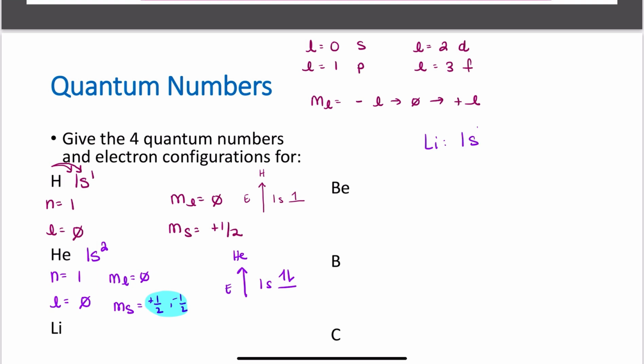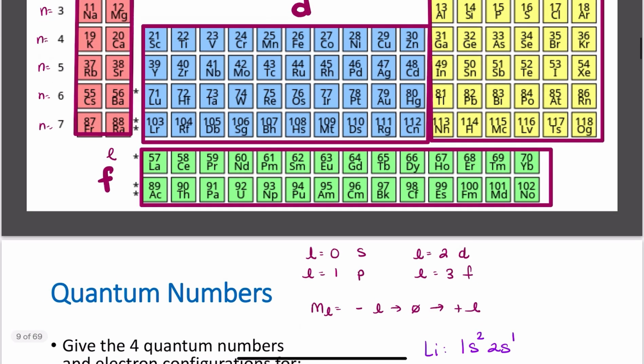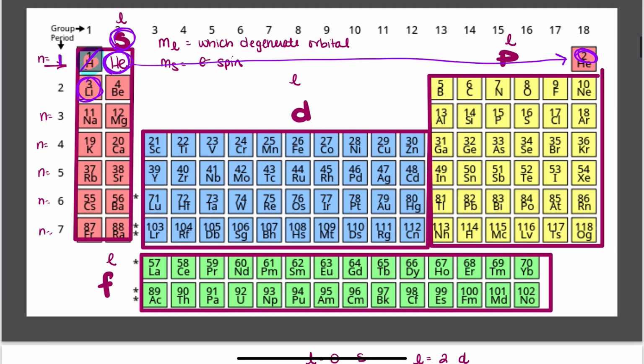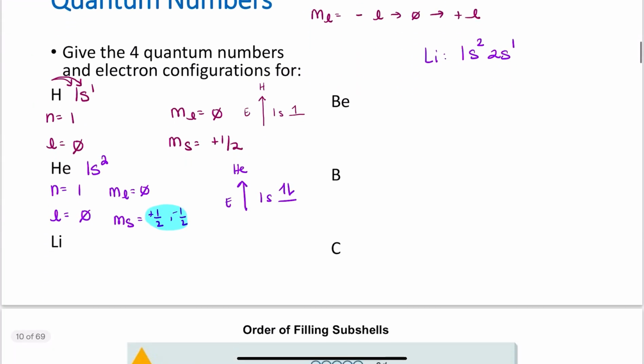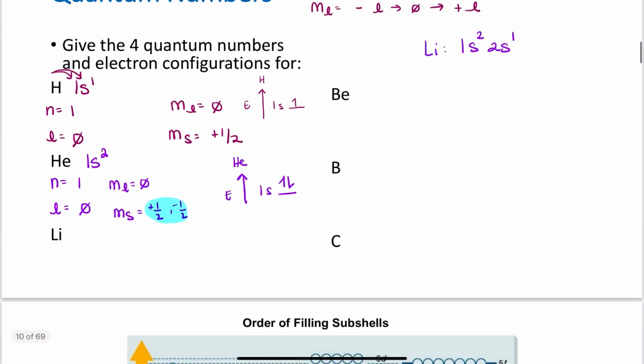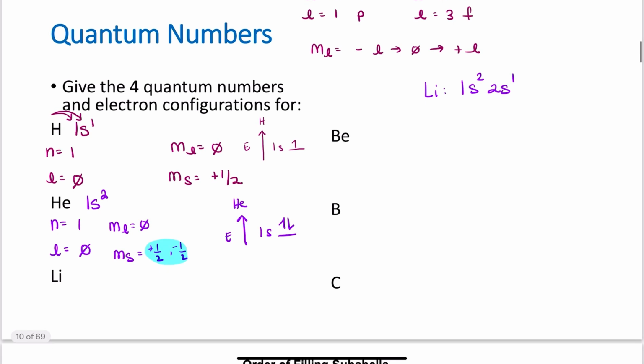If I want to talk about all the electrons lithium has, it is all the electrons that helium has, plus 1 more electron in the 2s block. It has the same electrons as helium, but it has 1 more for lithium. So I'm going to say 1s2 for the 2 electrons there, and then 2s1 for the 1 electron in the 2s block. So lithium: 1s2, 2s1.